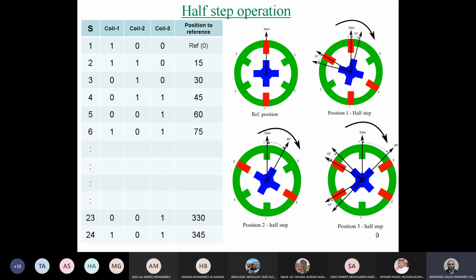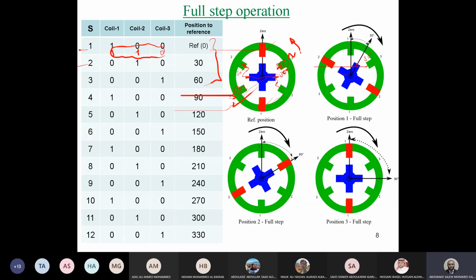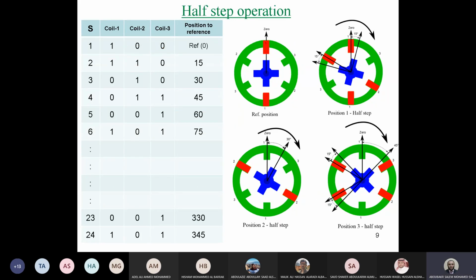Let's go together to the half step. As you can see here, we will apply 1 1 0. Let's see now if we applied 1 1 0. This means in the second step we will have two coils now energized. Again, in order to understand any step operation, you have to recognize it from the step in the previous case. This is now our initial case, guys.